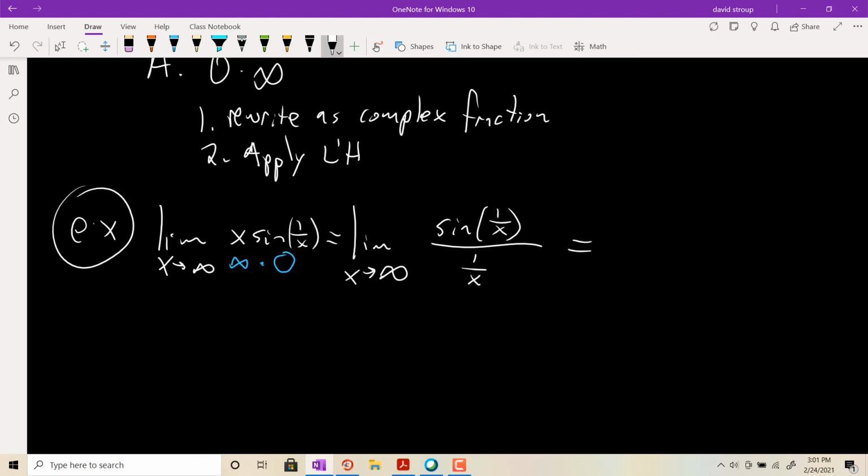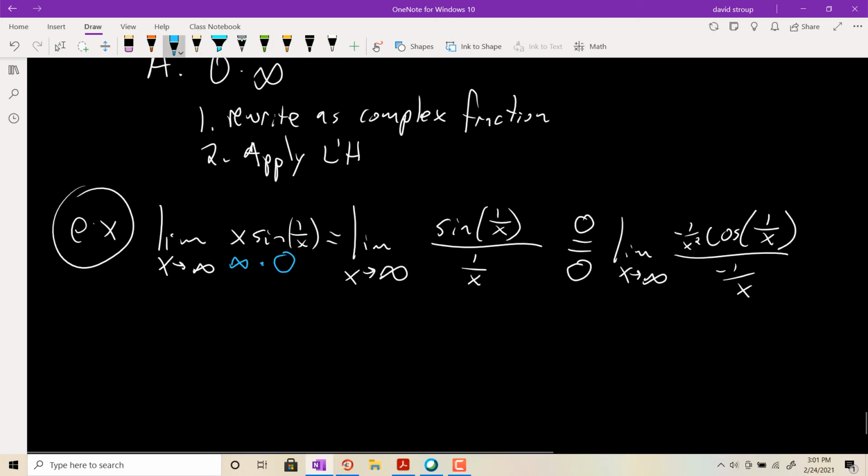Okay, so now in the numerator, sine of 1 over x as x goes to infinity is sine of 0, which is just 0. And the denominator, 1 over x as x goes to infinity, will also be 0. Okay, so you can do L'Hopital's. So that's what I do. Derivative of sine is cosine. And then the chain rule, I have to tack on the derivative of 1 over x, which is negative 1 over x squared. Downstairs, the derivative of 1 over x is negative 1 over x squared.